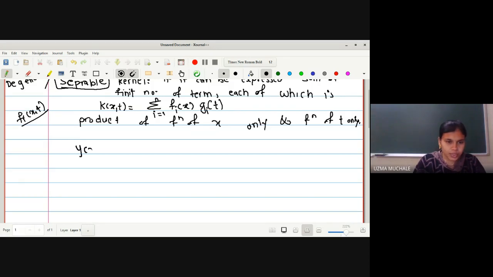As it is homogeneous, f of x will be 0. And it is of the second kind, so g of x is equal to 1.